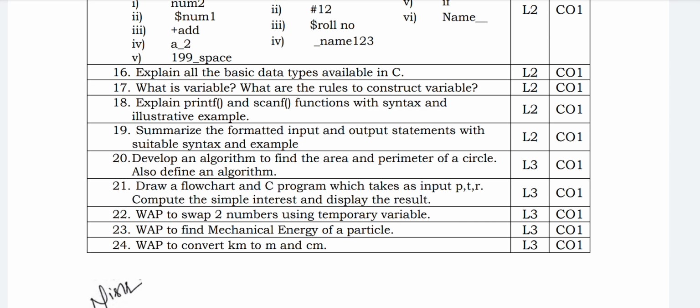Develop an algorithm to find the area and perimeter of a circle. Also define an algorithm. Draw a flowchart and write a C program which takes an input P, T, R, computes the simple interest and displays the result. WAP to swap two numbers using a temporary variable. WAP to find the mechanical energy of a particle. 24th question, WAP to convert a kilometer to meter and centimeter.